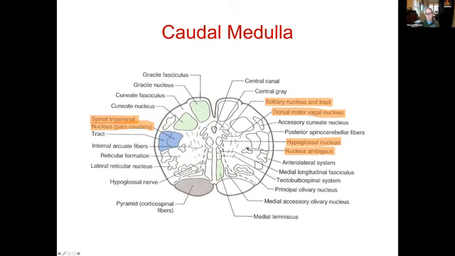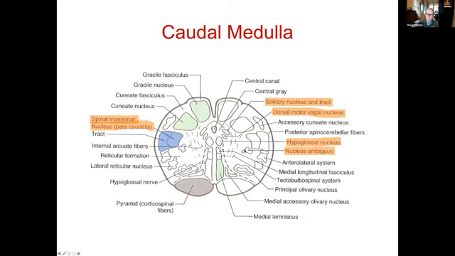There's one more nucleus that runs the length of the medulla. That was our nucleus ambiguus, and that sits almost right in the middle between the dorsal and ventral surfaces of the medulla, as well as right in the middle between the medial and lateral aspects of the medulla. So it's right here in the middle of the tegmentum that we see that nucleus ambiguus, okay?